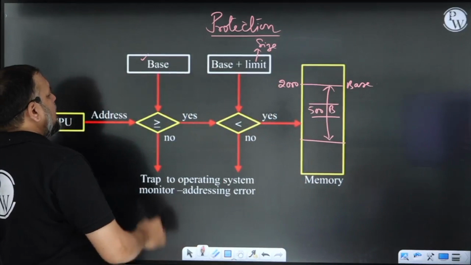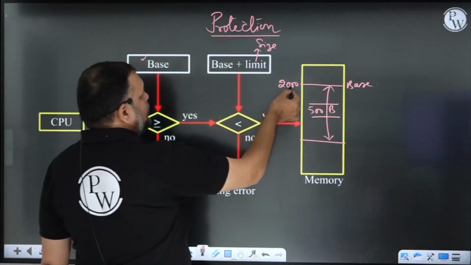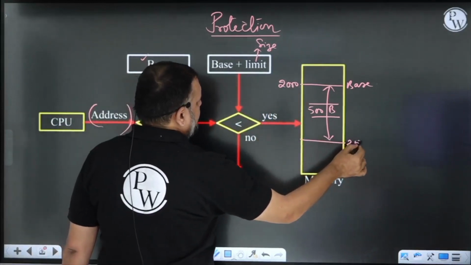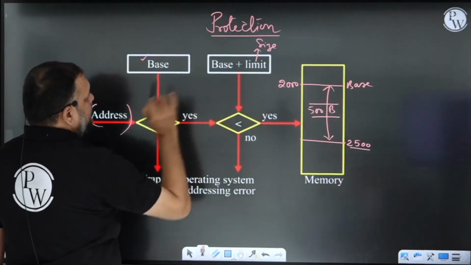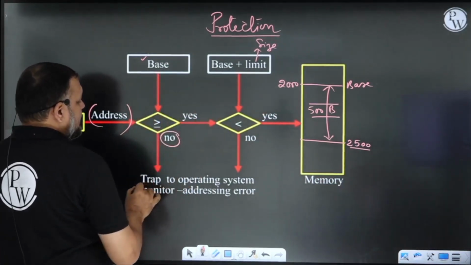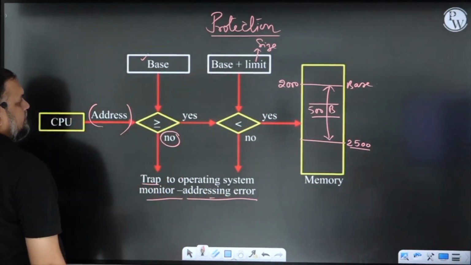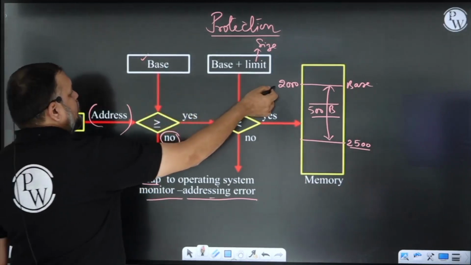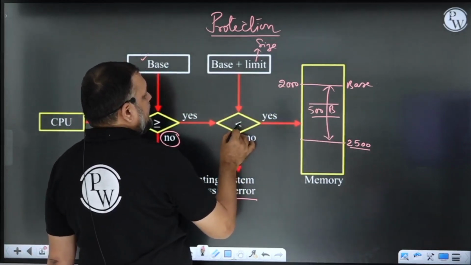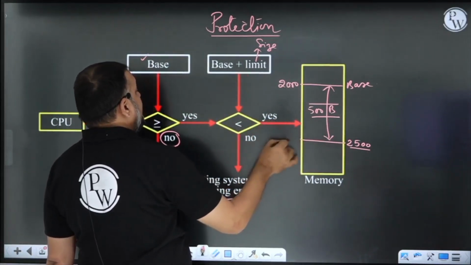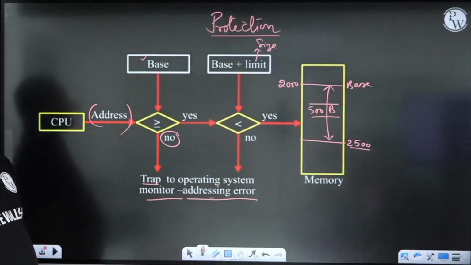So naturally, any address which is generated by the running program on CPU has to be lying between 2000 and 2500, is it not? 2000 and 2500. So that's what we check. Is address greater than or equal to base? If it is no, then it is a trap error to operating system indicating that this is an addressing error, since it is less than base. Otherwise, if it is greater than or equal to base, then we add base plus limit, 2000 plus 500, and check whether it is less than 2500 or not. If it is greater than 2500, no, again an error. This is the simple hardware support needed for ensuring protection.